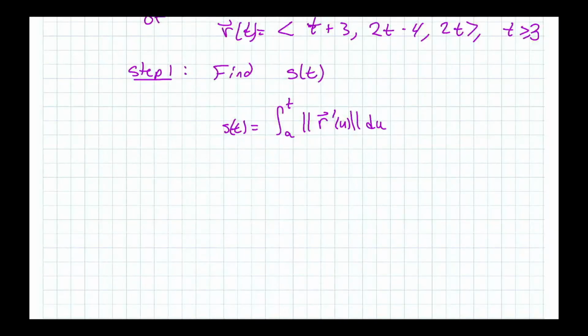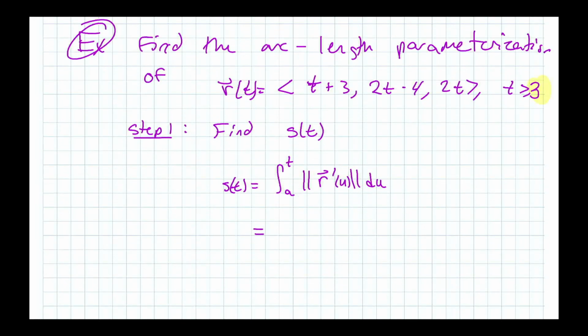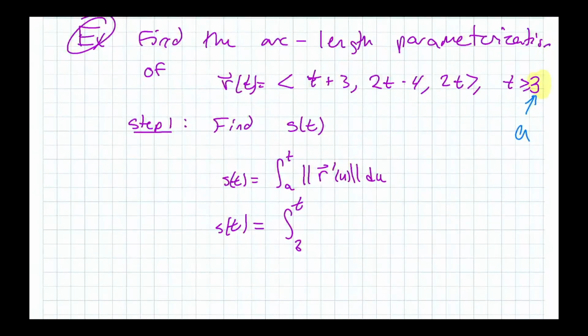So we have the a. This is actually the a, that's why they told you this. So your lower limit is given there, 3. Your top limit is t because we want it to have the t in there. It's a variable that we're going to have in our answer. And then you've got the magnitude of r prime of u.